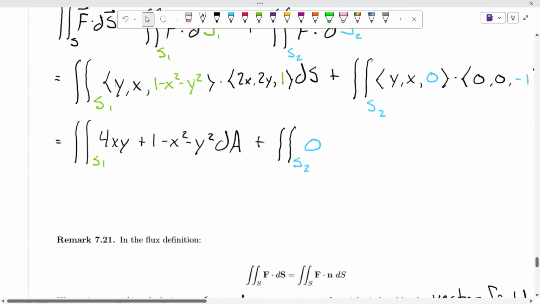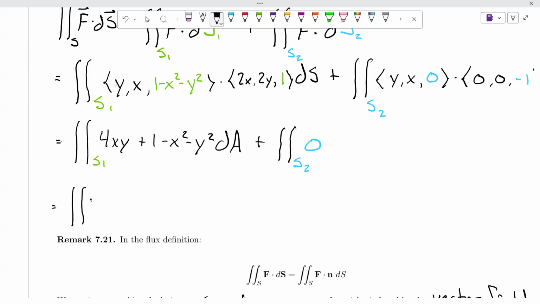So now I've got to integrate only that first part. But in order to do that, I am going to need to change over to polar coordinates, because the thing I'm integrating over is a circle. So this will look like 4r squared cosine theta sine theta plus 1 minus r squared times dA, which is r dr d theta. Theta between 0 and 2 pi, r between 0 and 1.